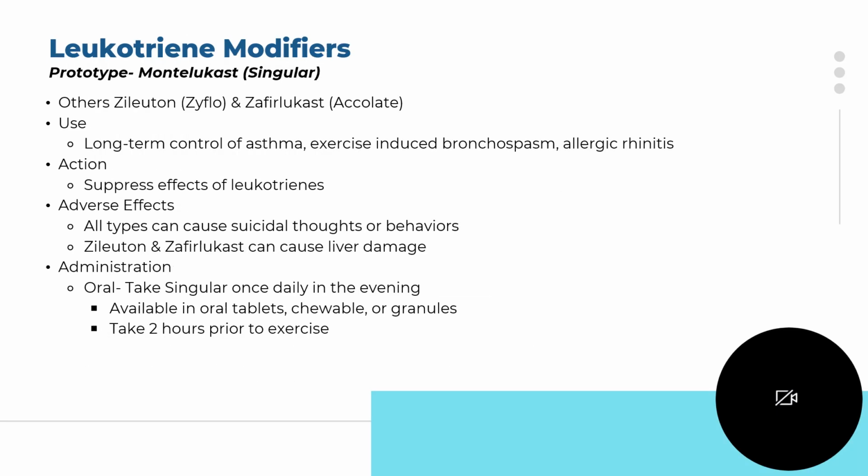All right, now leukotriene modifiers. The prototype for this is montelukast or Singulair. This is used for long-term control of asthma, also nasal congestion, and inflammation. And this can decrease the narrowing and the obstruction with asthma. So it's used for long-term asthma, exercise-induced bronchospasm, and allergic rhinitis. It works by suppressing the effects of leukotrienes.